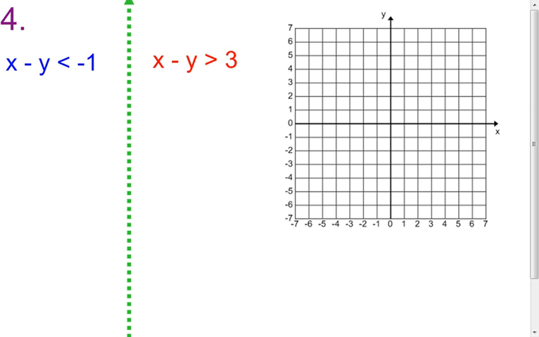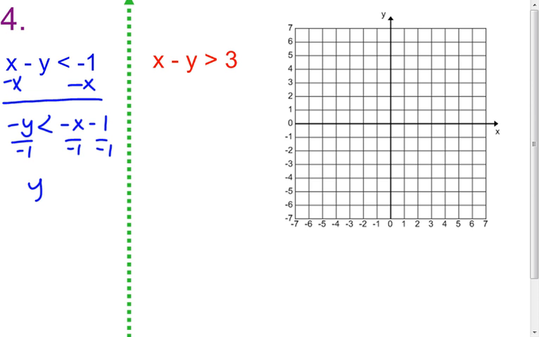And then one more. Again, these are not in y equals mx plus b form, so I will get them there first. I will subtract x here. Then I will have negative y is less than negative x minus 1. Divide by negative 1. Because I divided by a negative, I switch the direction. So I have y is greater than x plus 1. Okay, I'll go ahead and graph that.